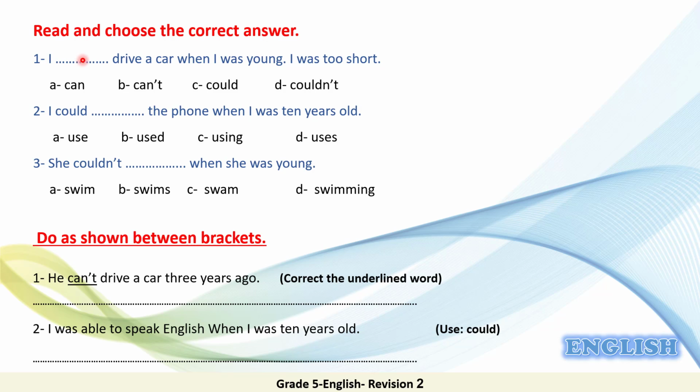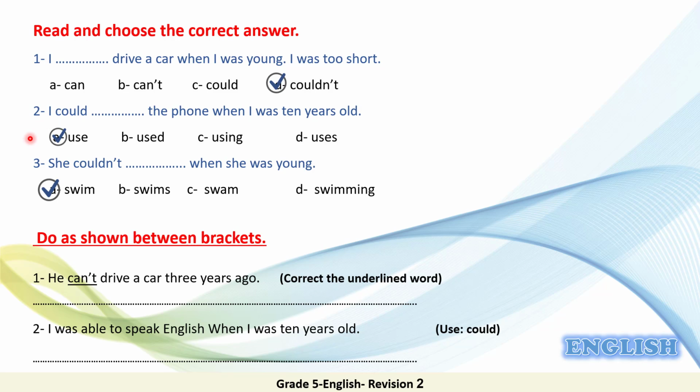1. I blank drive a car when I was young. I was too short. Can, can't, could, couldn't. First of all, we need to decide what tense we are talking about. Good job. The past simple. So we're gonna cross out can and can't. Only could and couldn't are in the past here. The key is here in this sentence. I was too short, which means he couldn't drive the car. Clear? So the answer is couldn't. Now pause the video and do the rest. Now check your answers.